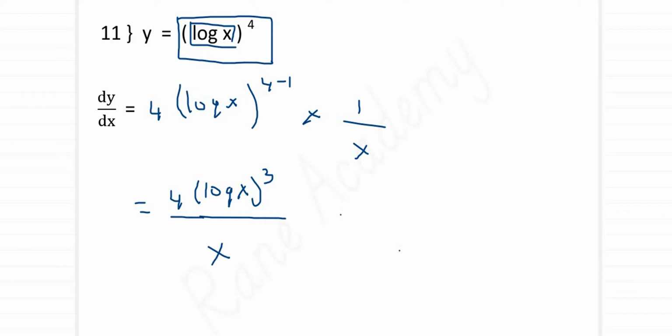So here the outermost function is log x whole raised to 4, and inside that we have an inner function, that is log x.